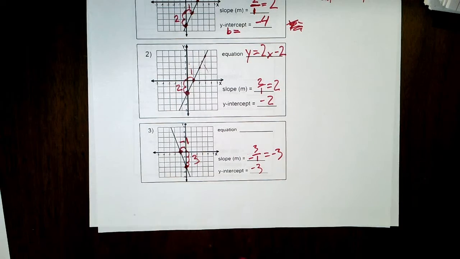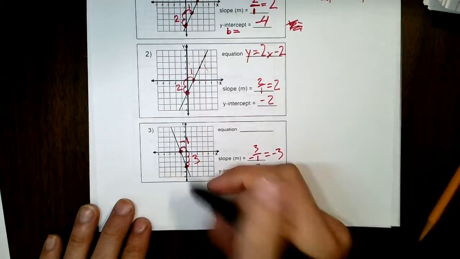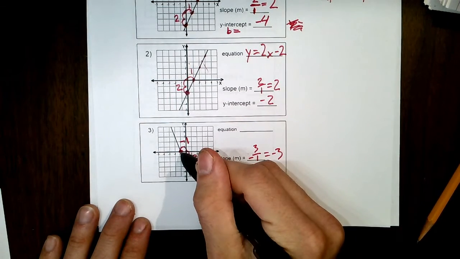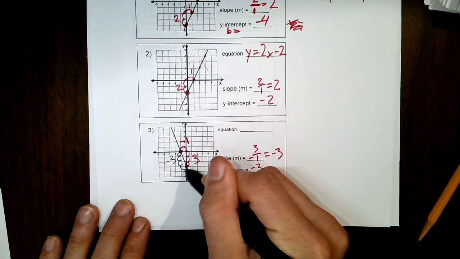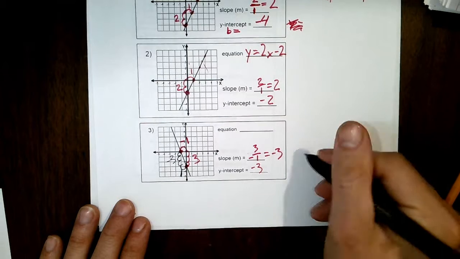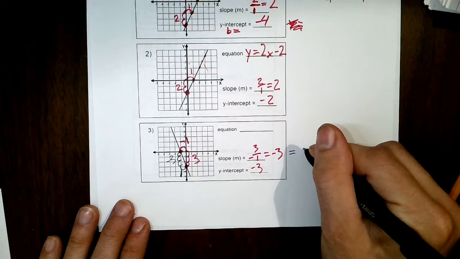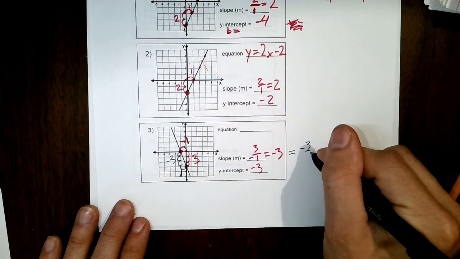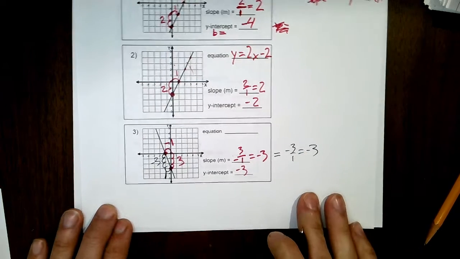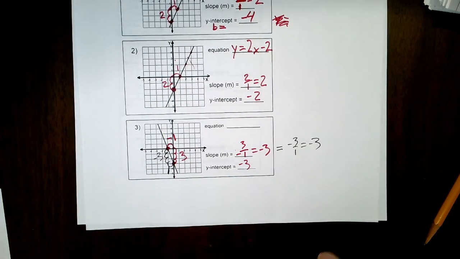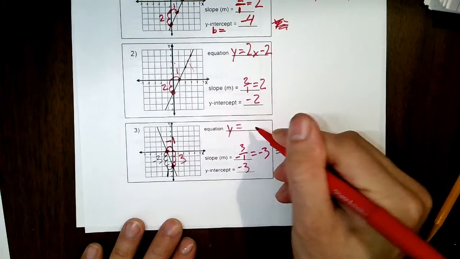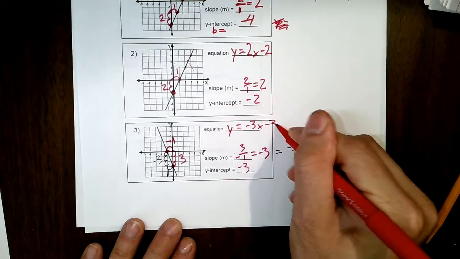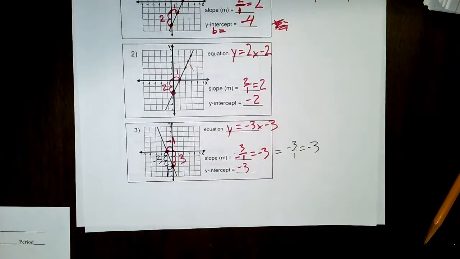All right, and some of you might have gone the other direction and gone, well, it's down 3, 1, 2, 3, -3, and then over 1. Still the same thing, exactly. You're still going to get -3. Very good. Y equals -3x minus 3, and that's it. That's what you're doing today.